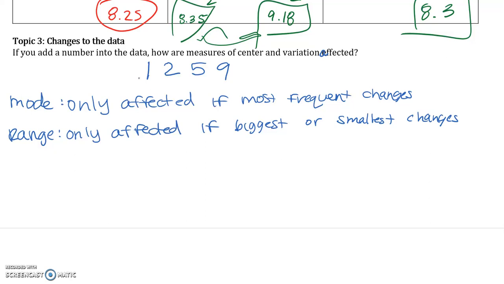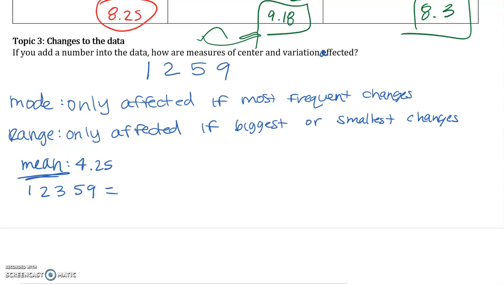If we're talking mean and median, things get a little bit more tricky. Let's examine the mean more closely. First, let's calculate the current average. If I add them all up and divide by 4, because there's 4 numbers, my mean is currently 4.25. So let's say I change my data set, and now I have 1, 2, 3, 5, and 9. If I calculate that average, so I add up 1 plus 2 plus 3 plus 5 plus 9, and now I divide by 5 because there's 5 numbers, my average is 4.